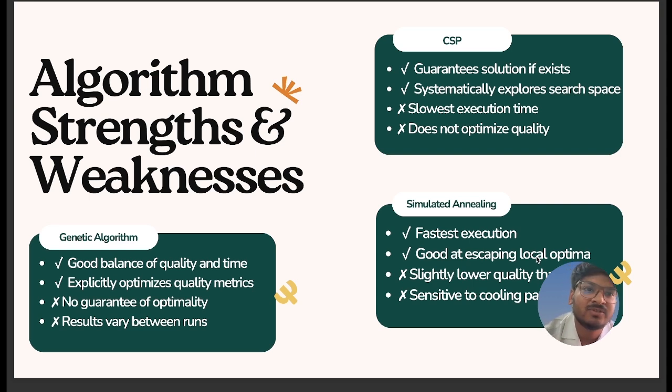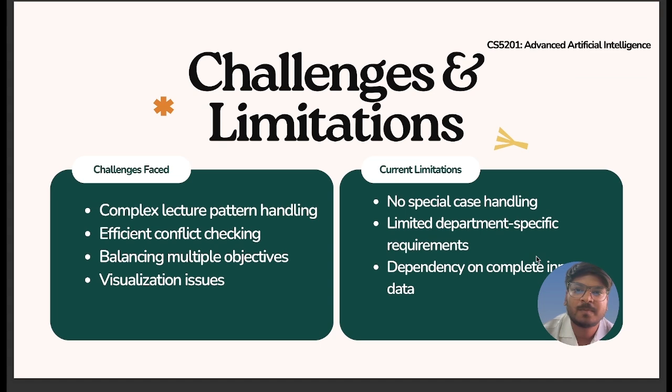CSP guarantees a solution if one exists. It systematically explores the search space, but has the slowest execution time and does not optimize quality. Simulated annealing has the fastest execution and is good at escaping local optima, with slightly lower quality than the genetic algorithm. It is sensitive to cooling parameters.